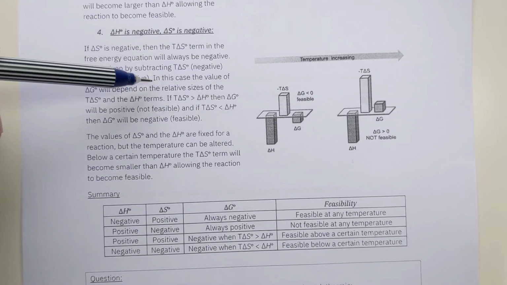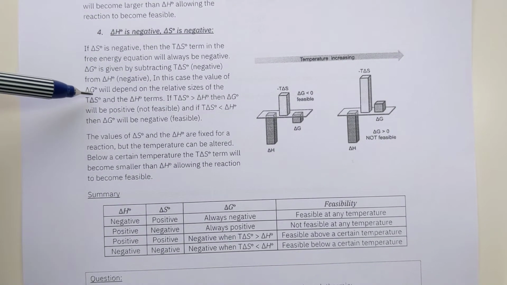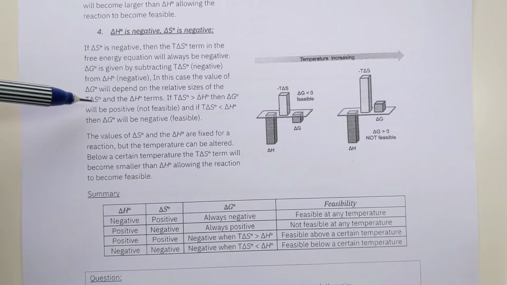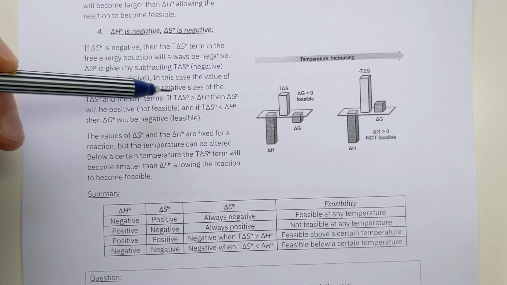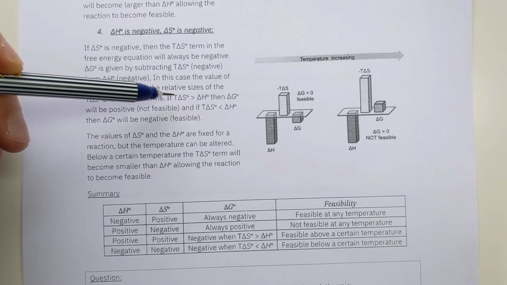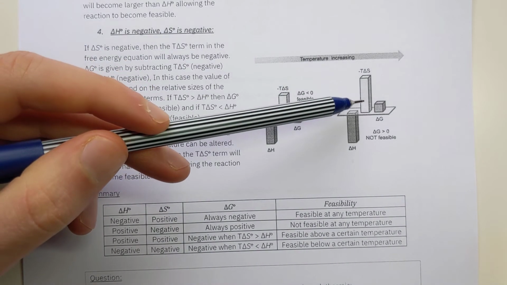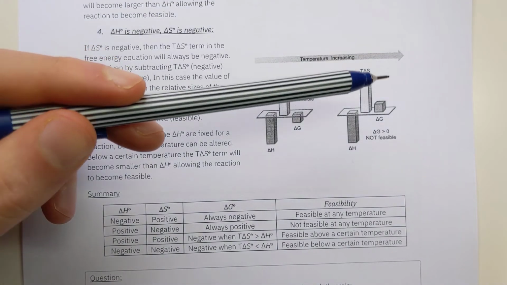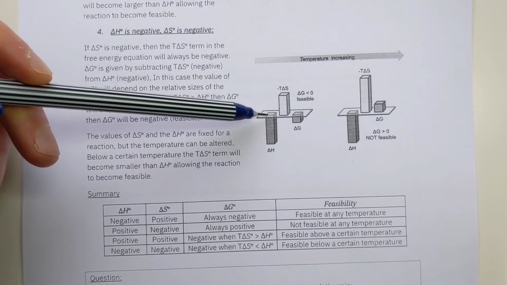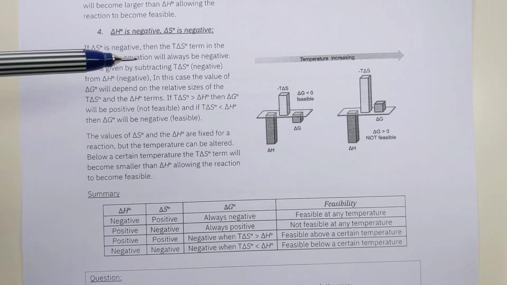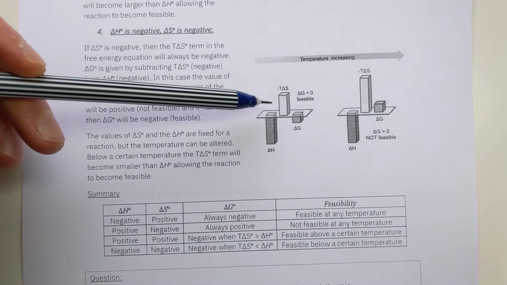So, putting it into a sentence here, in this case, the value of delta G will depend on the relative sizes of T delta S and delta H. If we have the scenario where T delta S is bigger than delta H, which is here, the delta G value will be positive and not favourable. If T delta S is less than delta H, in this case here, delta G will be negative.